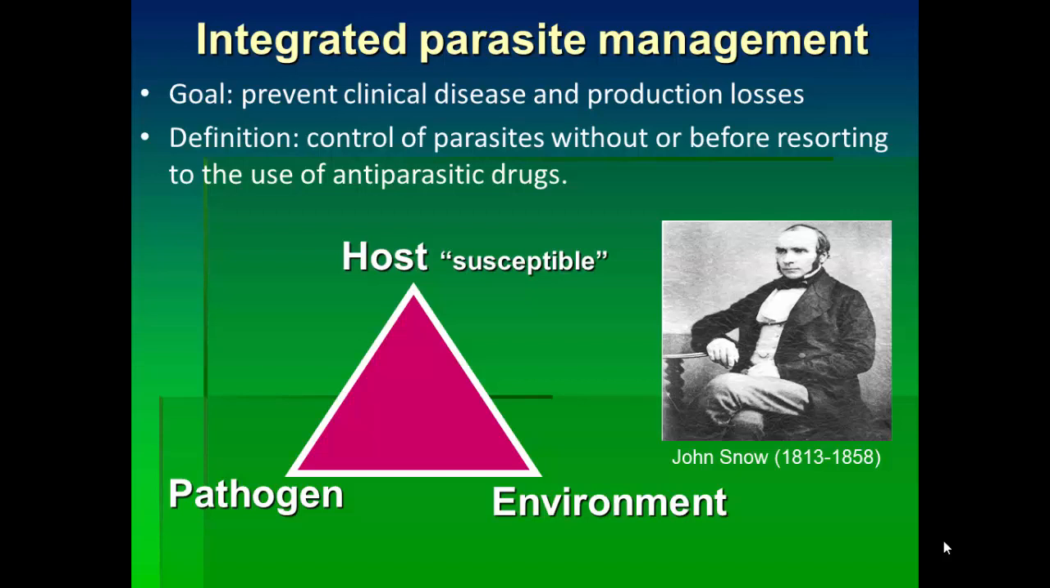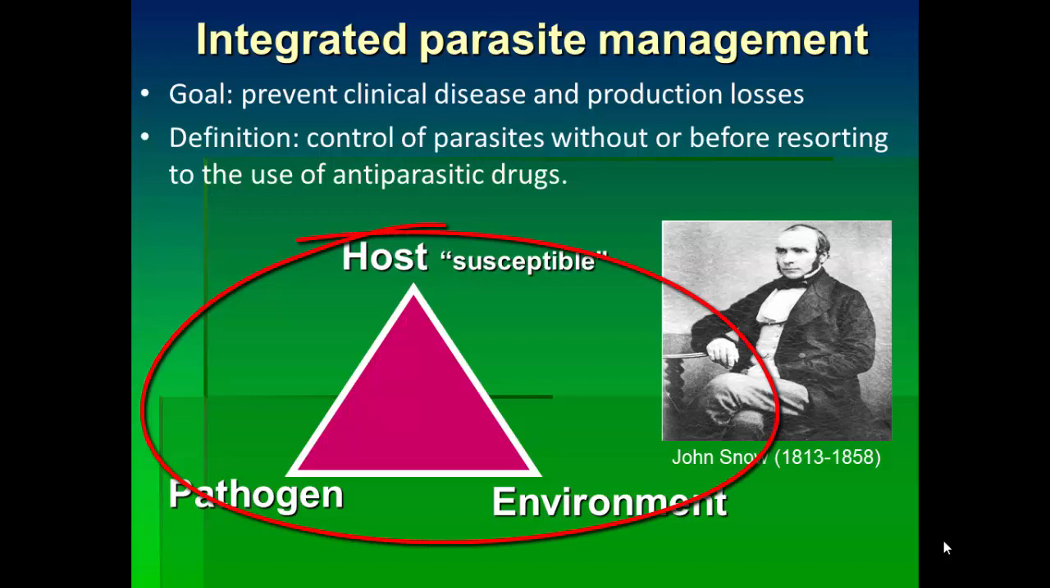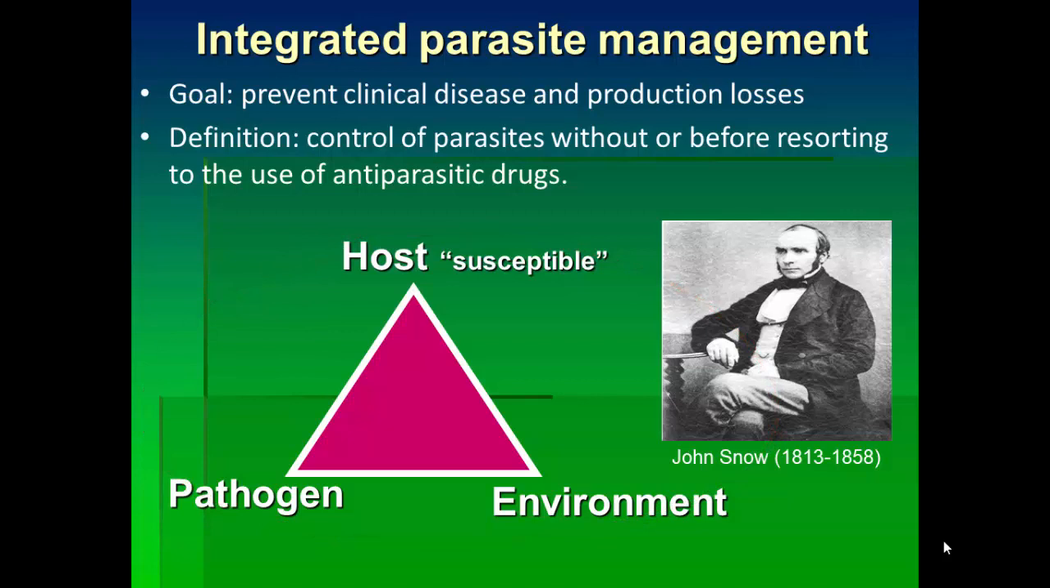My notion of an integrated parasite management is kind of the fancy term to all those management practices that we can implement to minimize the need of using antiparasitic drugs. And I often like to use this epidemiologic triad as a model to illustrate this concept. You can prevent disease by acting on the three corners of this triangle, and this is exactly what John Snow proved in the 19th century.